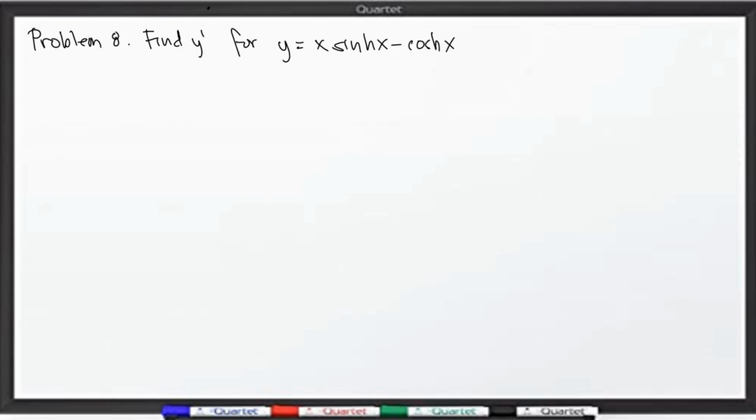We have problem number 8. Find y prime for y is equal to x sinh x minus cosh x. So we are going to treat this separately. Ito po at saka ito. Yung first part natin will be a product rule and the second part will be straightforward, no? We have solution.